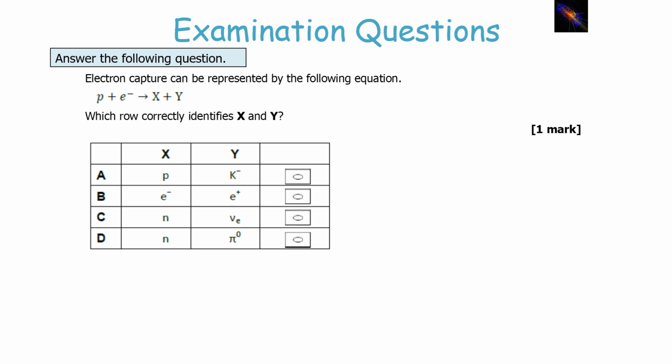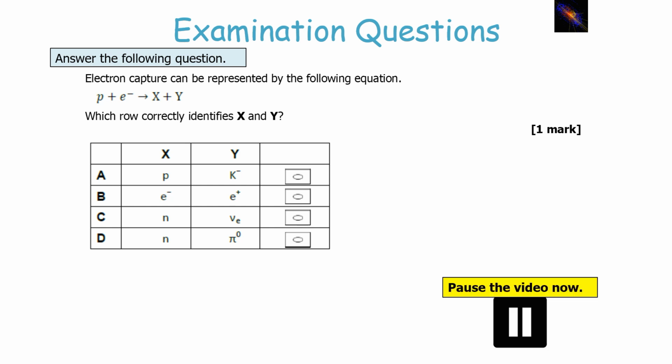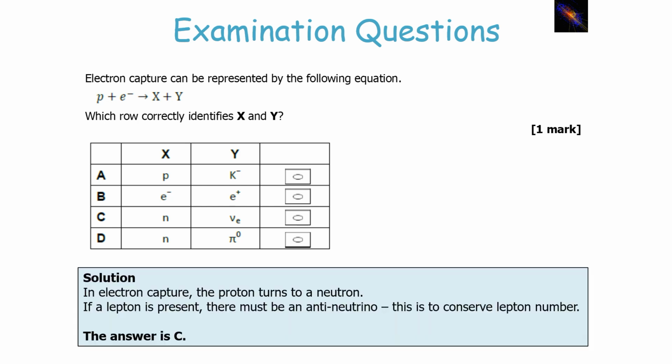Electron capture can be represented by the following equation. Which row correctly identifies X and Y? So pause the video now, and then we'll go through the answer when you unpause the video. So, in electron capture, a proton turns to a neutron. You've just got to remember that fact. So if a lepton is present, there's got to be an antineutrino there to conserve the lepton number. So the only possible combination of the two which does this is C, so that's our answer.